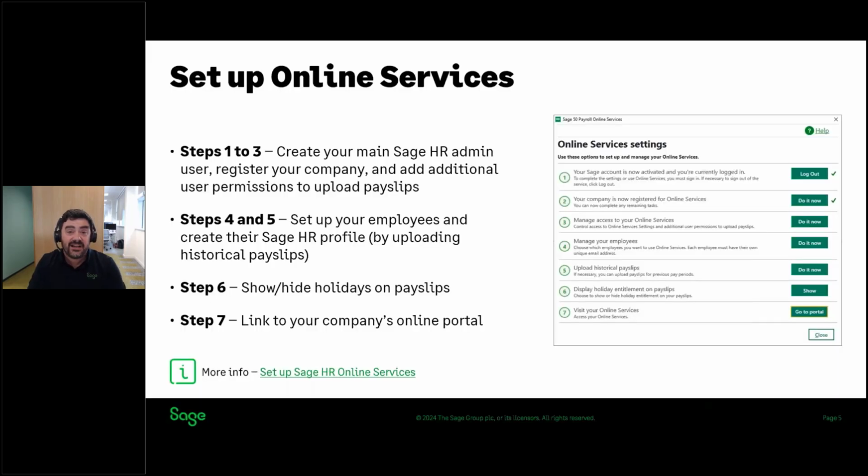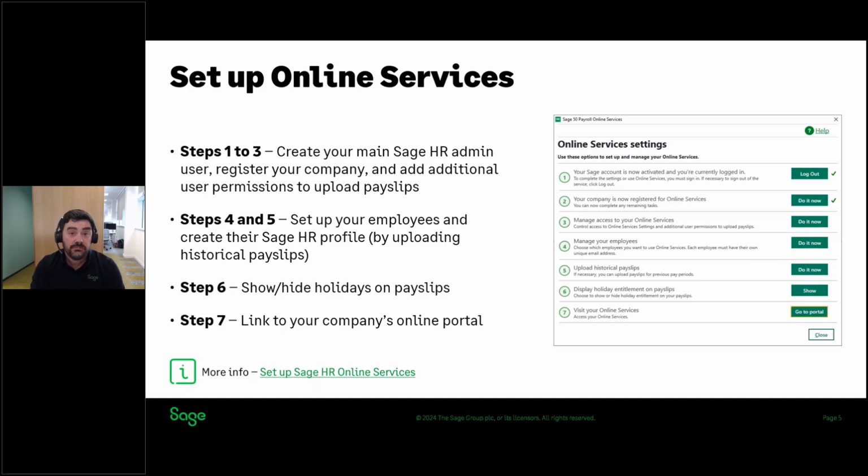And getting started and getting set up is just a case of running through a 7-step setup process. Now you'll see the steps on the slide just there, and to give you an overview of what's happening when you complete each step. So to start with, in steps 1 to 3, you'll be creating your main Sage HR admin user, and to do this you'll be signing in with a Sage ID or a Sage online account. So you'll enter an email address and password. That will become your admin user. And then you've got the option of setting up additional payroll users and giving them permission to upload payslips as well. In steps 4 and 5, you'll be setting up your employees, ensuring that they have a unique email address.